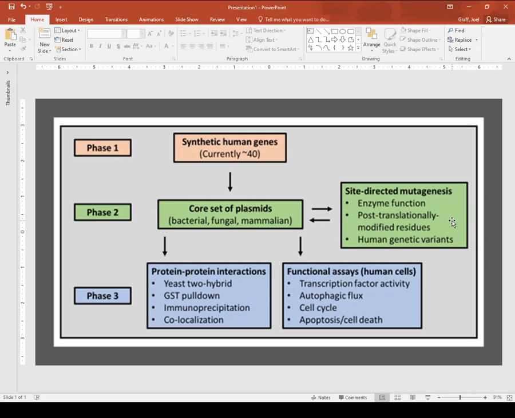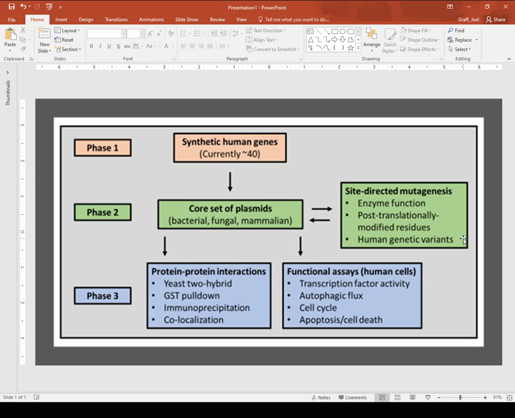For example, if one of our proteins is phosphorylated on a specific serine residue, we can go in and change that serine residue to an alanine so that the protein will act as if it's not phosphorylated, or we can mimic the phosphorylation by substituting in place of serine an amino acid that has a negative charge, like glutamic acid. And then finally, we can look into human genetic variants.